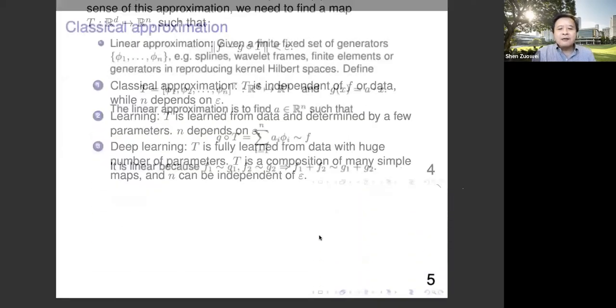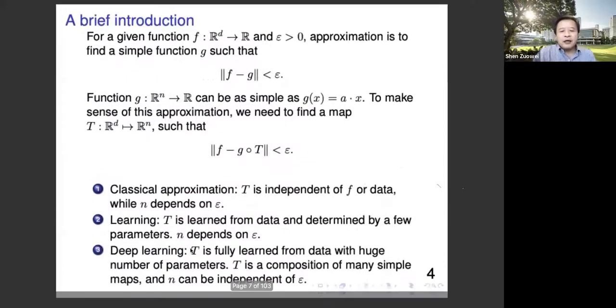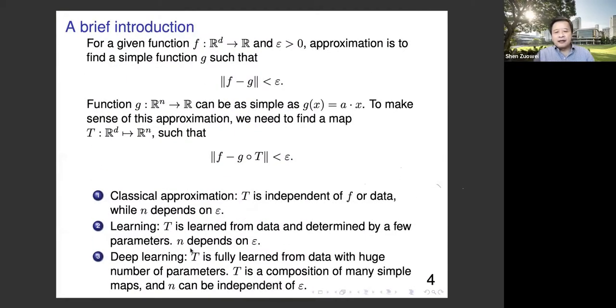Okay, the deep learning: you completely parameterize the T. You make T decompose into many simple functions, and each layer you parameterize. So you have a huge number of parameters to learn. That's the deep learning.